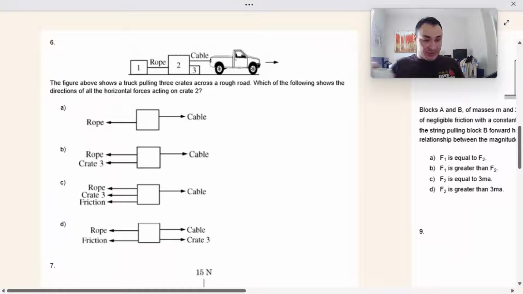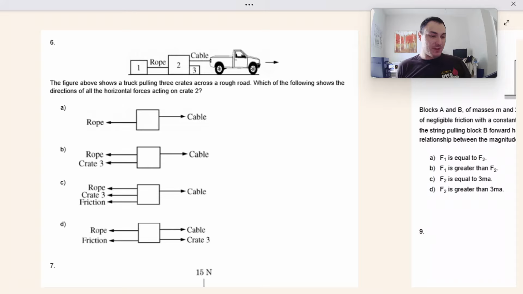Great, question 6. The figure above shows a truck pulling 3 crates across a rough road. So we have a rough road, not frictionless, so we are going to have to deal with friction. Which of the following shows the directions of all the horizontal forces acting on crate 2? So we don't care about normal and force of gravity.